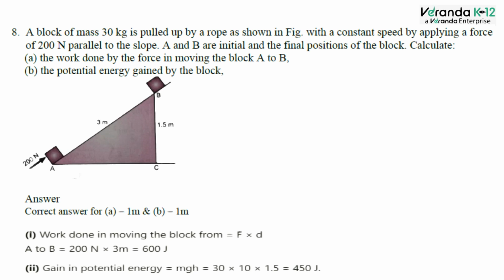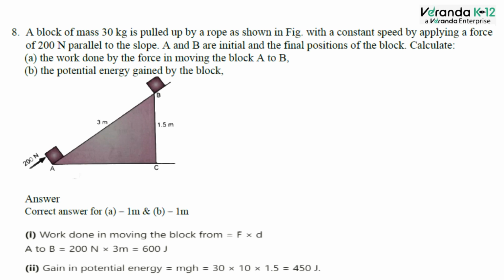So first they are asking us to find the work done. So we know the formula for work done, which is force into distance. So the force that they are applying is 200 Newton and the distance it has been moved is 3 meters. So 200 into 3, which is equal to 600 joule.